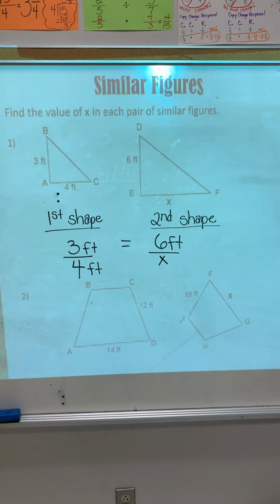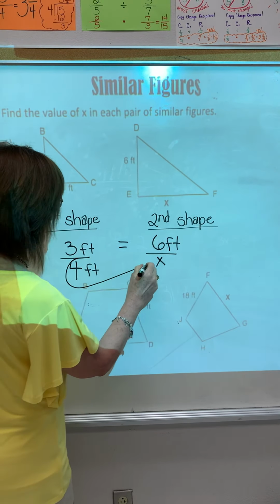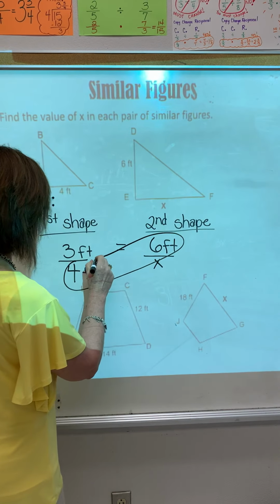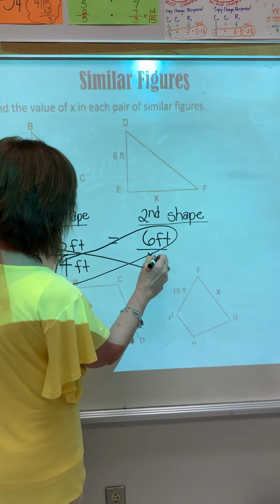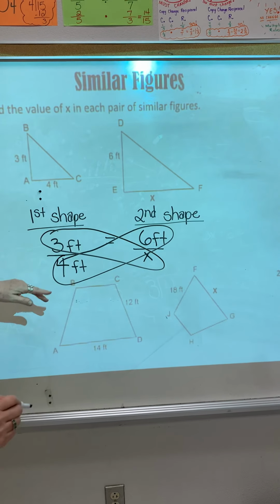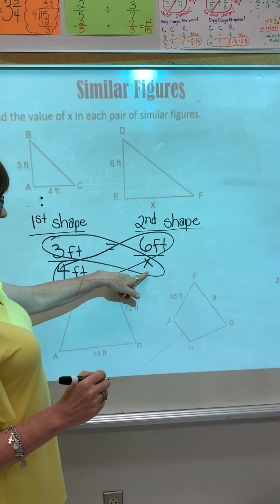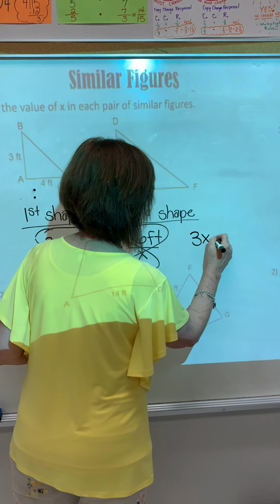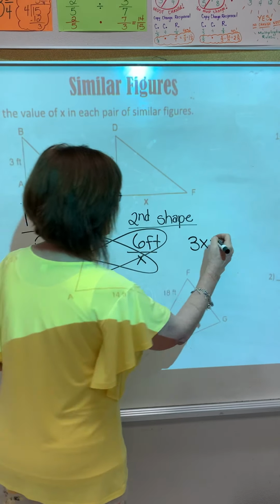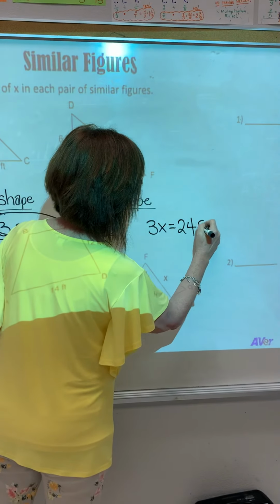The way I solve a proportion is I'm going to cross multiply, which looks like this. Cross multiply means you're going across. So we're going to kind of form an x here at the end. So what I'm going to multiply is 4 times 6 and 3 times x. So I'm going to be writing 3 times x is 3x, and that will be equal to 4 times 6, which is 24, and we are calling it 24 feet.